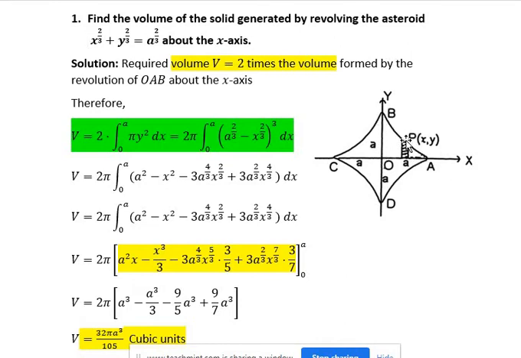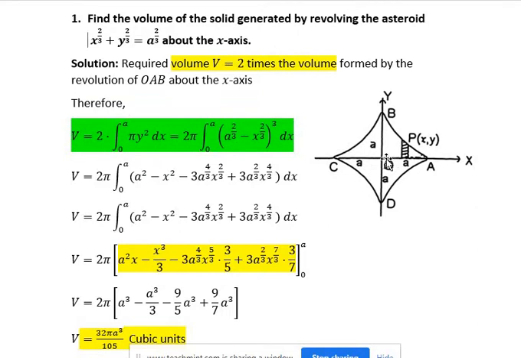If this curve is rotated once around the x-axis, half of the figure is covered. Therefore, to find the complete volume, we take 2 times this revolution. Hence, the volume V is equal to 2 times the volume formed by the revolution of OAB about the x-axis. Therefore, V is equal to 2 into integral. Limits of integration are 0 to a.